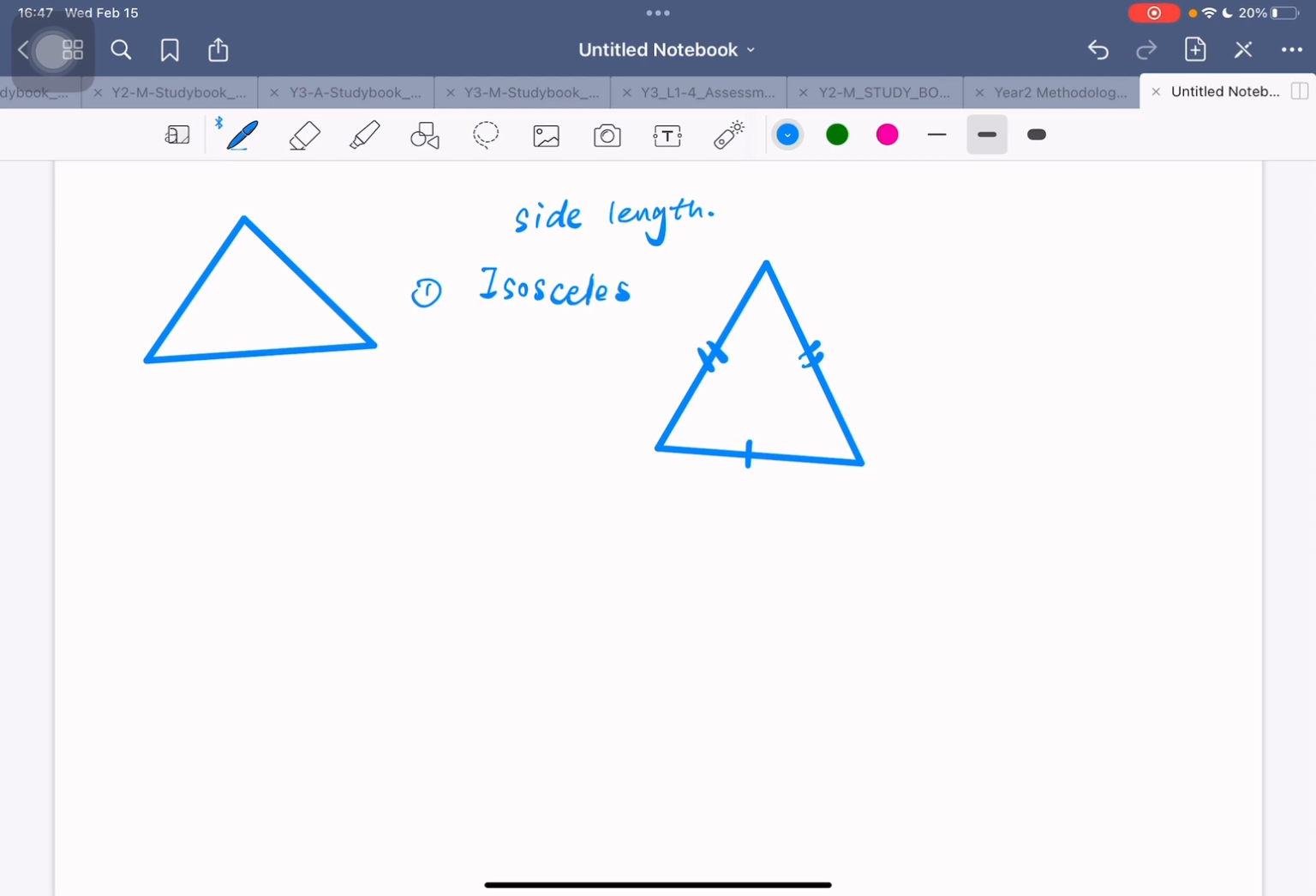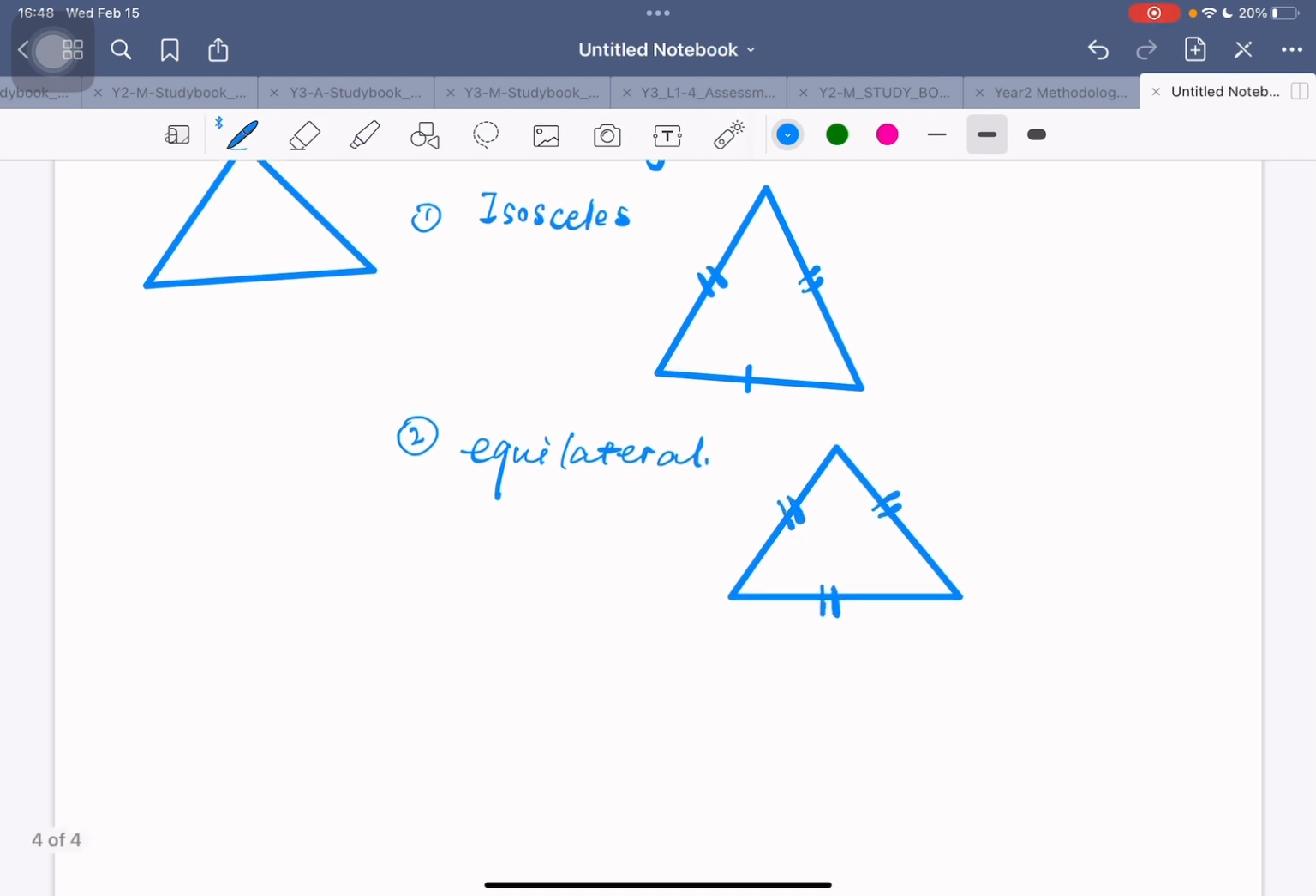Okay. The second kind of triangle is called equilateral. For equilateral triangles, it means all of the 3 sides are the same. So this is the equilateral triangle. We focus on the side lengths, so the 3 sides are all the same.